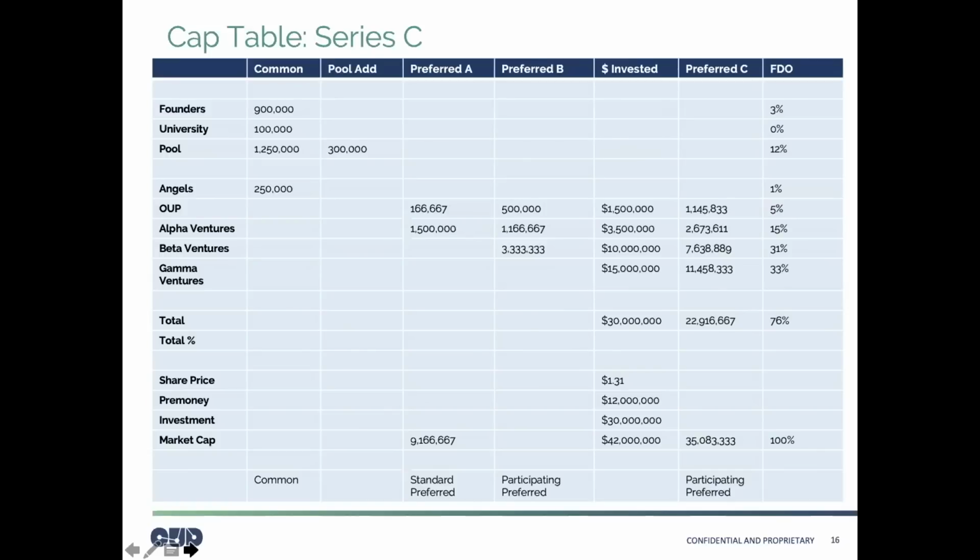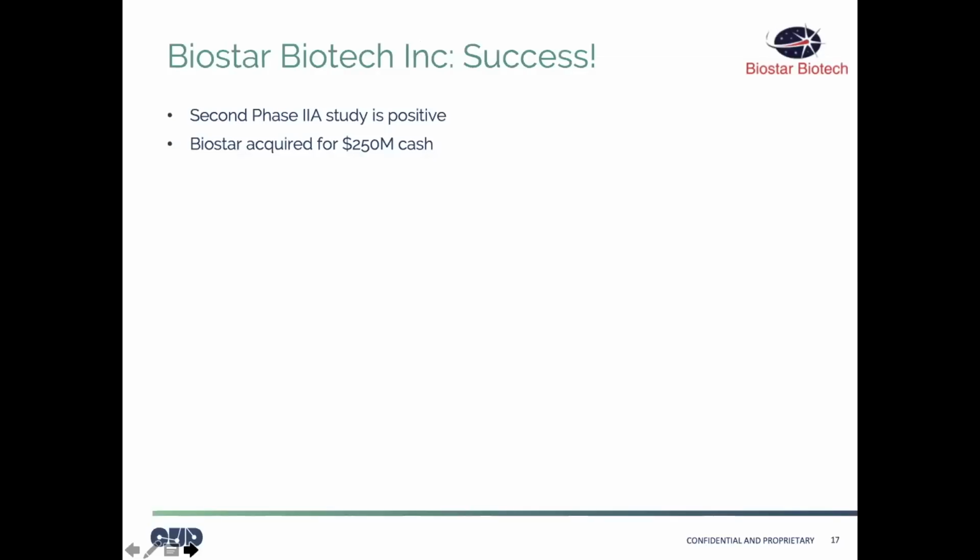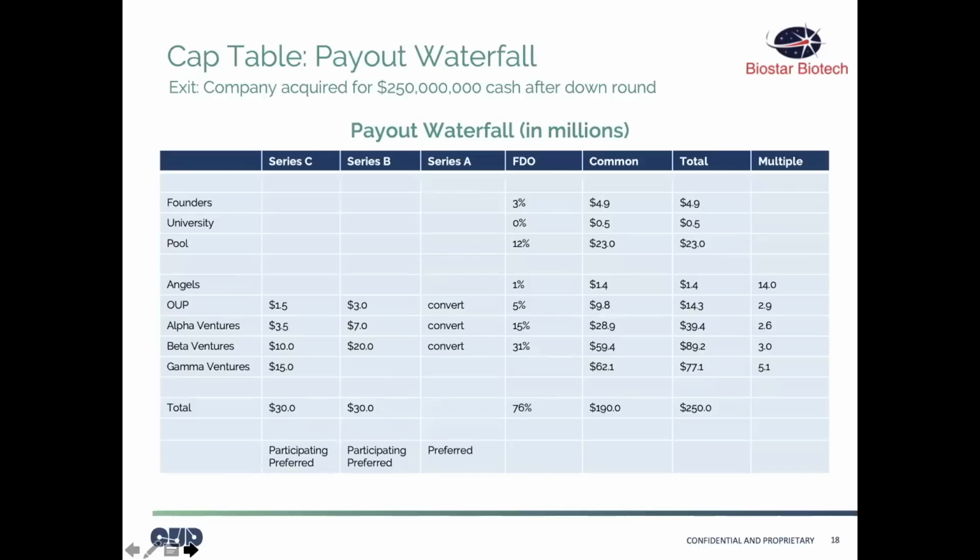As we move then to the next slide, success once again with these adjusted inclusion-exclusion criteria. The phase 2 study is positive, and in that indication, once again, the company is acquired for $250 million cash up front. So how does that play out now after the down round? Because some things have changed pretty dramatically. So on slide 18, the payout waterfall for the $250 million after a down round is a little different.